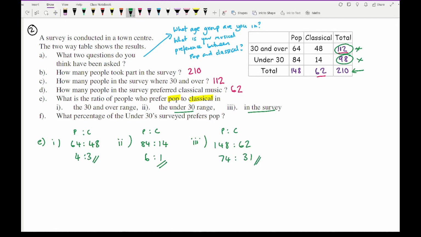So whenever you're dealing with ratios, always make sure you're looking at the right column or row, and you're obviously just going for those numbers in that. So I didn't actually need to know the totals for that, but obviously I did need to know which column and row I'm looking at.